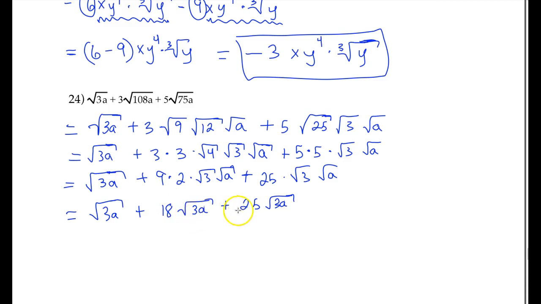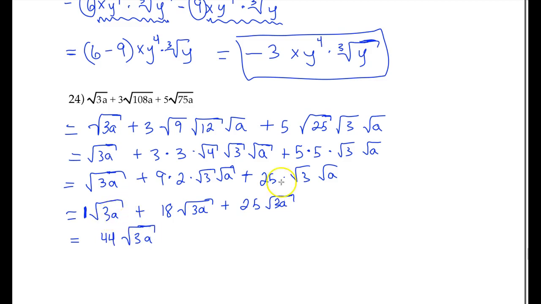Okay. And so now when we look at this, we know that this second term here is 18 times square root of a plus 25 times square root of a. And here we just have a square root of 3a. And here we have an understood 1 that's here. Okay. So we want to make sure that we recognize that. So now when we look at this, this is like saying 1 apple plus 18 apples plus 25 apples. Okay. So if we combine like terms, this will just literally be 44 square root of 3a.